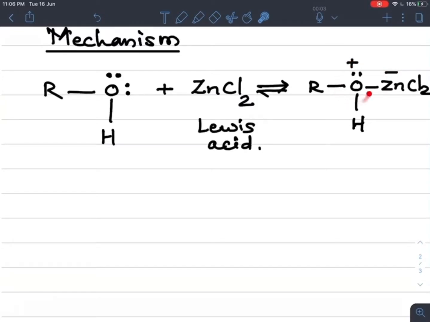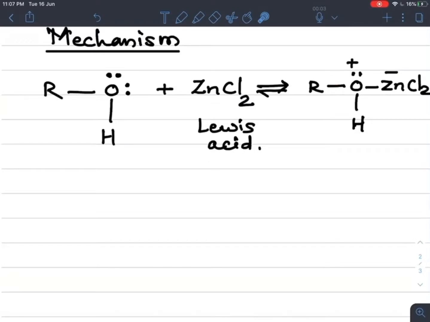But oxygen, we know, is highly electronegative, and has a tendency to accept electrons, and that's why it becomes unstable due to acquiring a positive charge on it. Then what happens? It attracts this pair of electrons towards itself and the bond breaks from here.